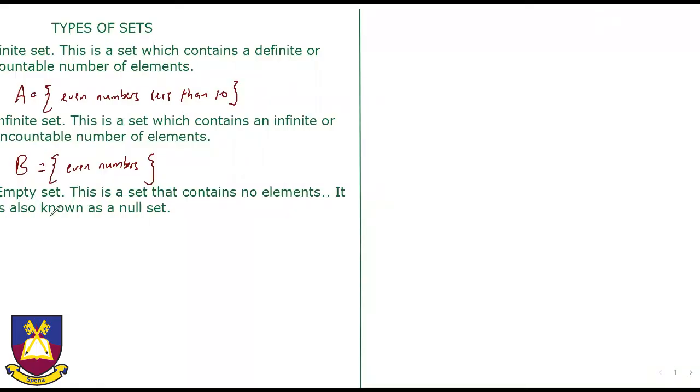An empty set is a set which contains no elements, and it is also known as a null set. Now, if set A is an empty set, then it has no elements. So we could denote it as just curly brackets without anything, or we could use this symbol. So this symbol here represents an empty set, which is a set which contains no elements.